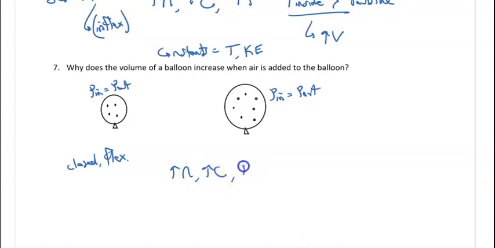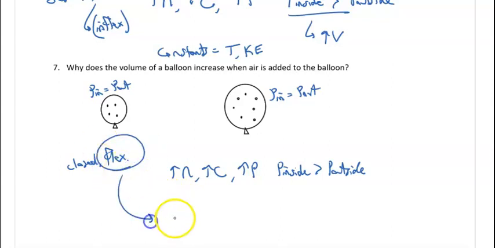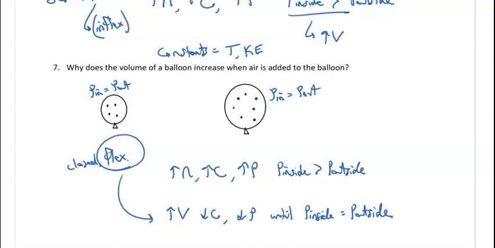So more collisions, more pressure. Pressure inside is greater than the pressure outside. The volume can freely change in a balloon. So because it's flexible, the volume of the balloon is going to go up, which causes the collisions and the pressure to go down until the pressures are equal. So this is a true flexible container. Constants for this one, temperature and kinetic energy. And then if you look at it before versus after, you could also consider collisions and pressure as constants.